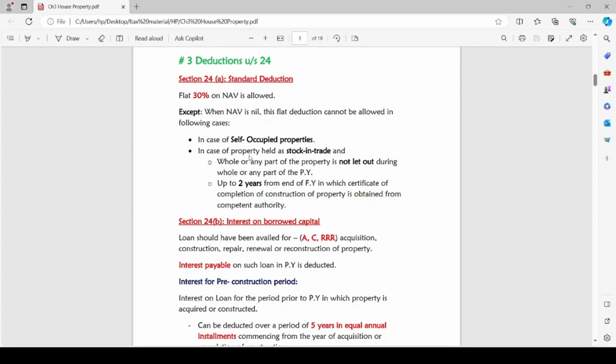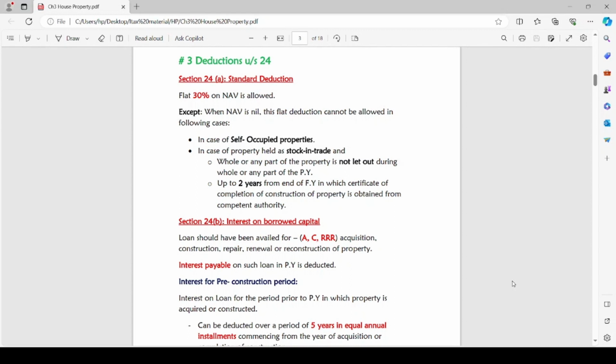What are the cases where the net annual value is nil? The net annual value is nil in case of self-occupied properties. When the house property is occupied by the owner himself, it is not let out for rent. The second case.